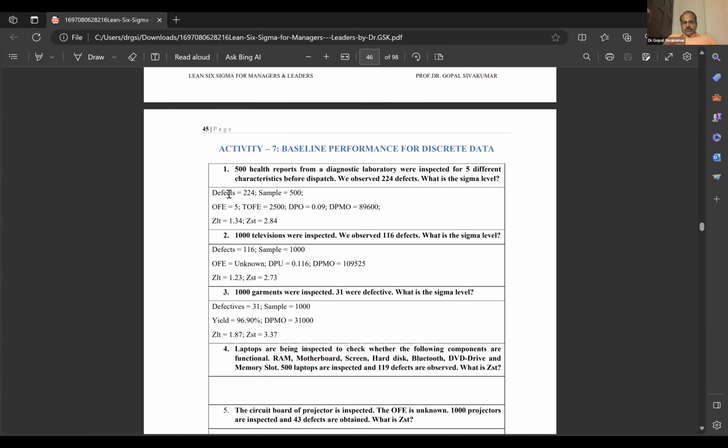Now, I want you to remember these 3 numbers. What are the 3 numbers? 224, 500, and 5. Yeah, now I will open the file so that we can check how to calculate the DPMO and the sigma level.